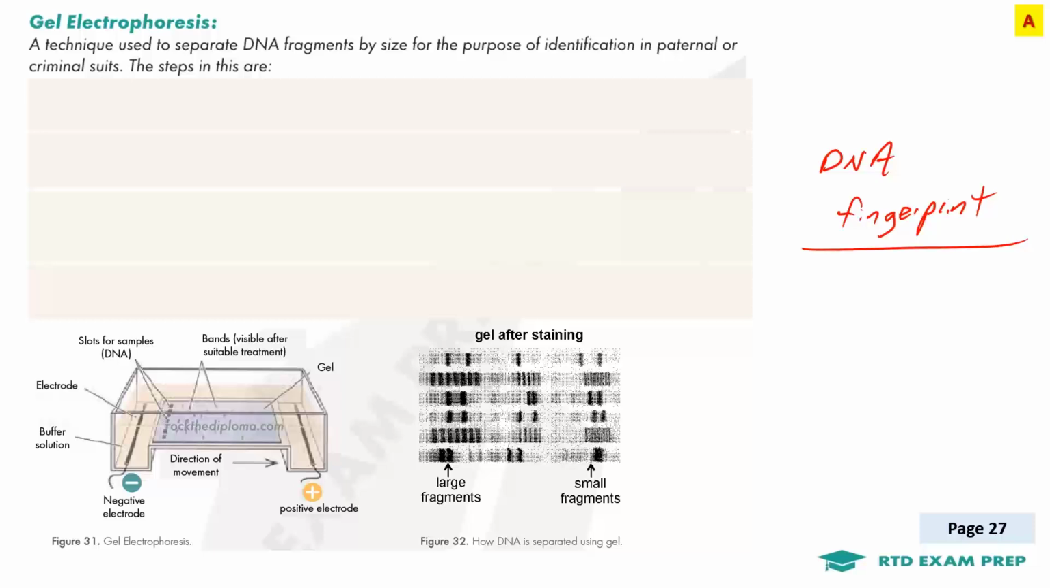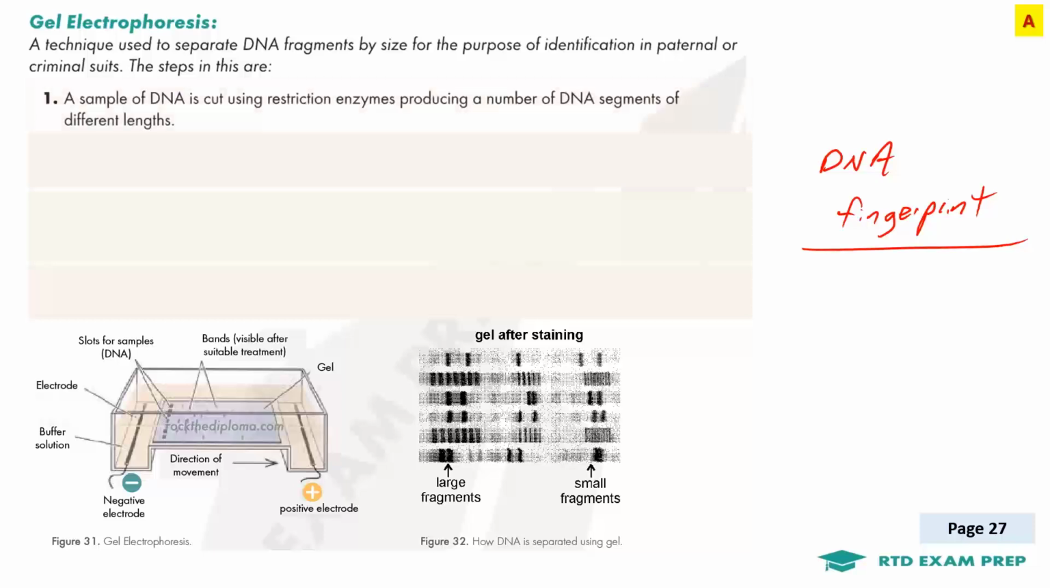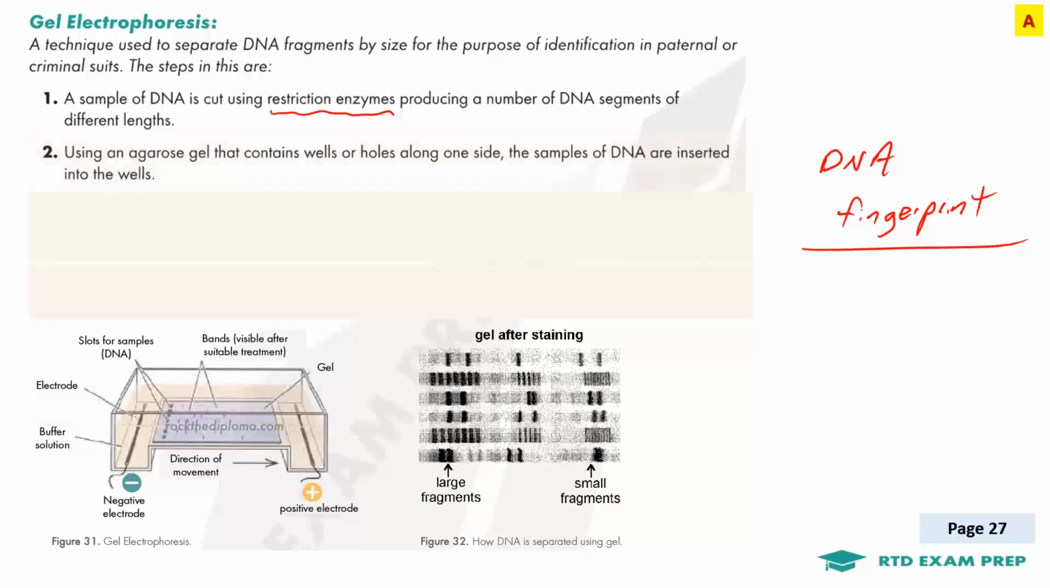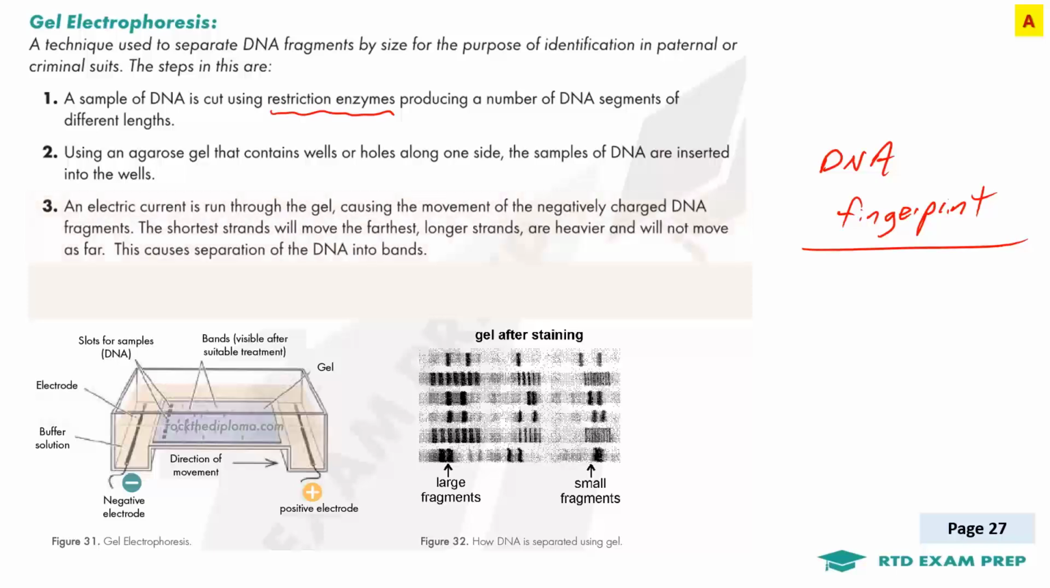The jello electrophoresis is a technique where we first use our restriction enzymes. We're going to cut the DNA into fragments or segments. They're going to have different lengths. We then put them into an agarose gel that has a well where we insert the samples of the DNA. So with our wells, we now run an electric current through it.